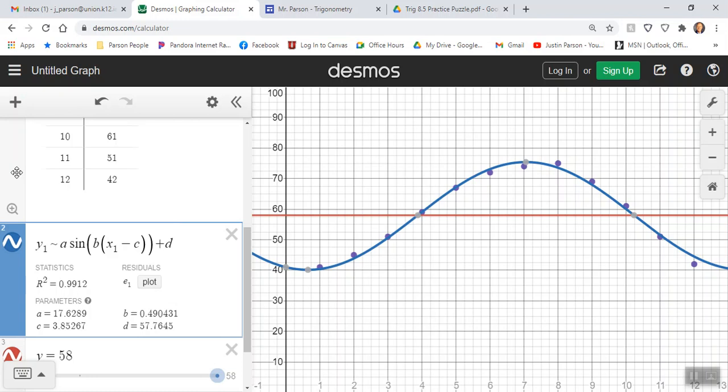My pen is dying. Plus the k value, which is 57.8. What did we guess the midline to be? About 58? Was that right? Yeah. Are we close on that?